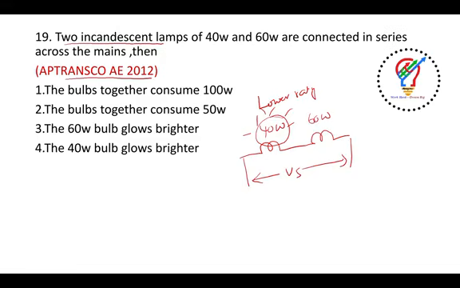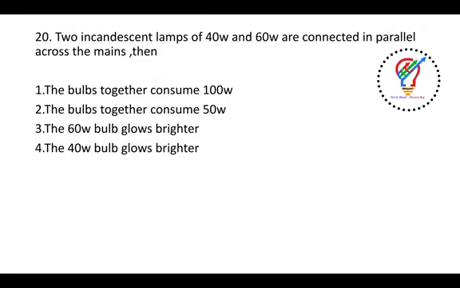Let's check the answer for this question. In a series connection, the 40 watt bulb will glow brighter compared to the 60 watt. If the same question is asked for parallel instead of series, this is question number 20. Two incandescent lamps of 40 watts and 60 watts are connected in parallel. Just like this, here we have 40 watts and here we have 60 watts.